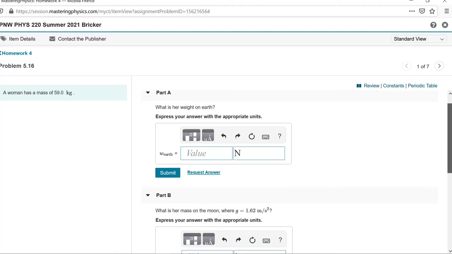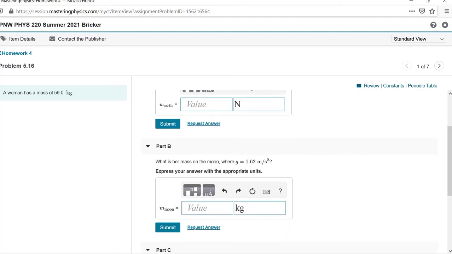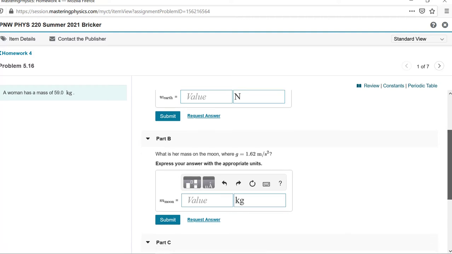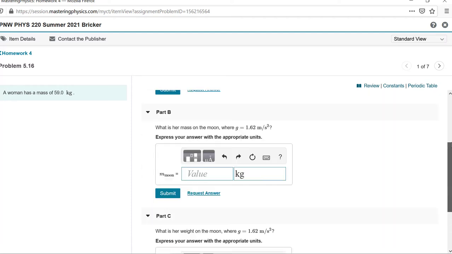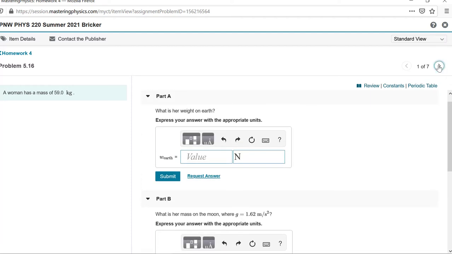What is her mass on the moon? The mass is what doesn't change. That's just how much of you there is. Your mass does not change. So your mass on the Earth is the same thing as your mass on the moon. The weight, on the other hand, of the woman on the moon is different. You can use this for g for the moon. Okay, so that's the difference between mass and weight. Next problem.